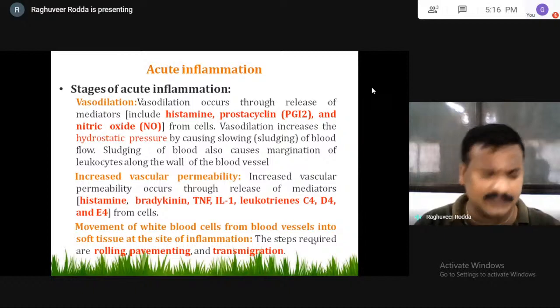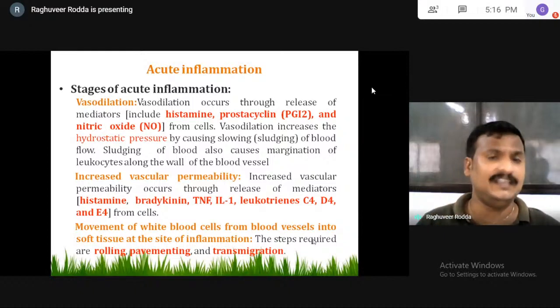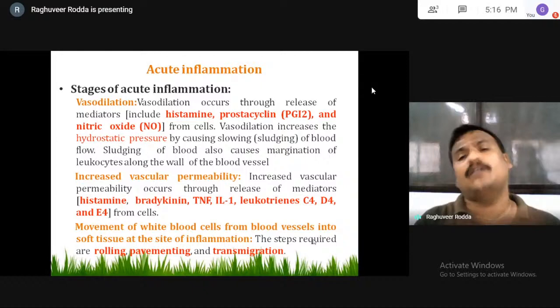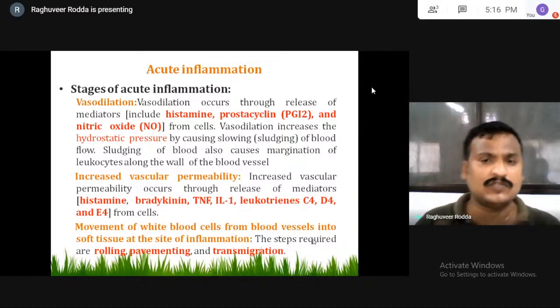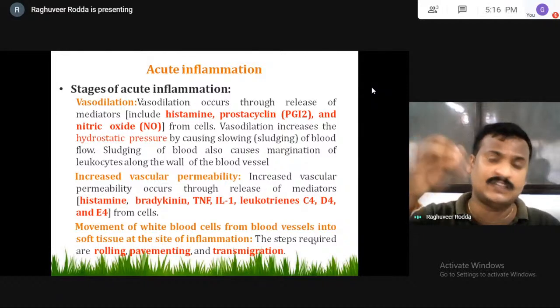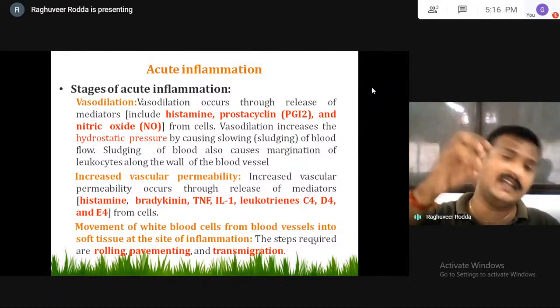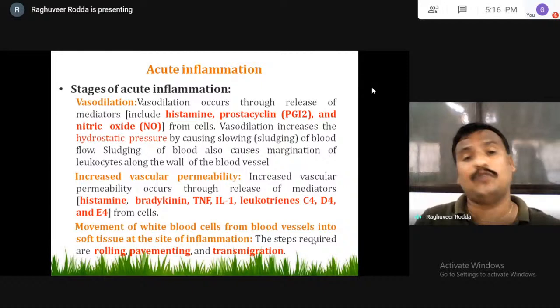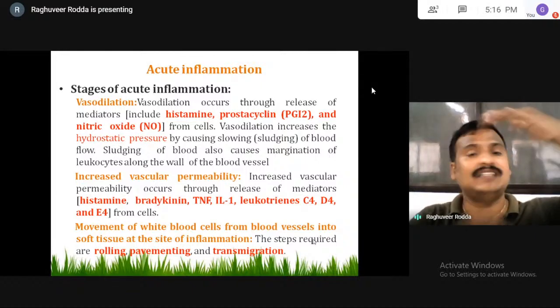and if the antigen comes because of various inflammatory response initiations, suddenly the local hormones will be released, like histamine, prostacyclins, and nitric oxide. So all these will go and bind to the specific receptors present on the endothelium cells, and they are going to cause the dilation of the blood vessel.